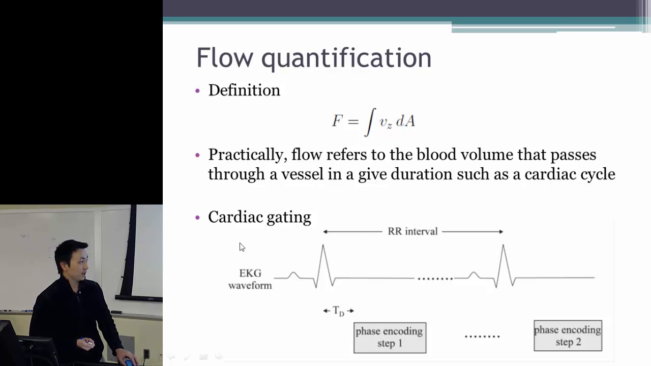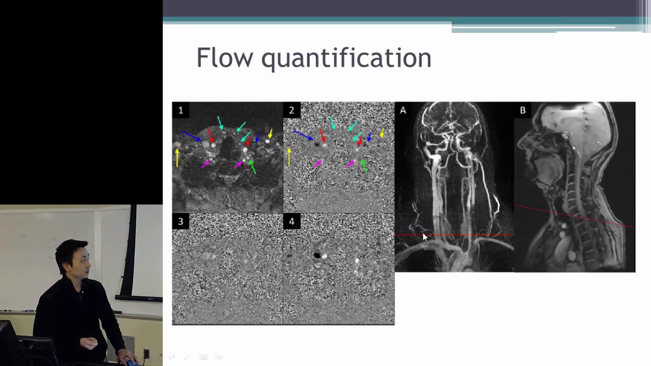So usually, when we are doing this for a cardiac cycle, we will also have to use the cardiac gating to obtain the instant blood flow velocity at different cardiac phases. So with the cardiac gating, we can obtain that kind of information. This is an example of the flow quantification that we do in our lab.